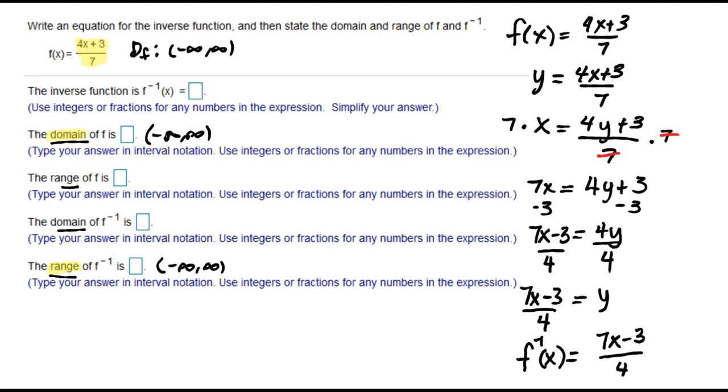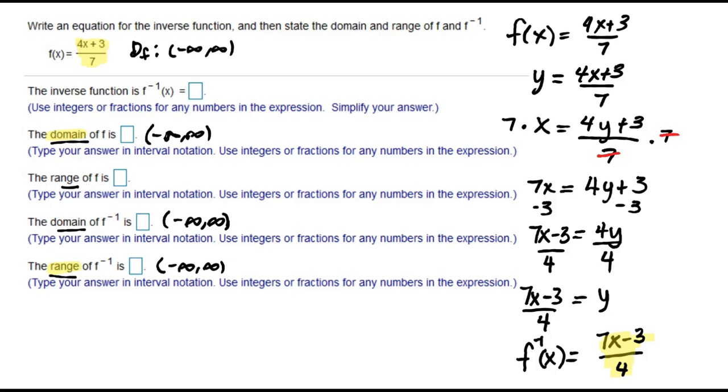Okay, so then I'm going to look at the inverse. The inverse is (7x minus 3) over 4. That is also a polynomial function, more specifically a linear function. And so that's going to have a domain of all real numbers, or -infinity to infinity.